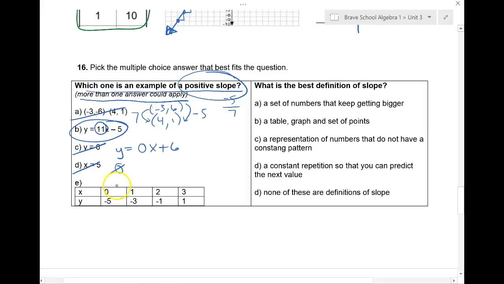Okay, now the last one, we have to find it in the table. Here, to here, to here, where it's increasing by 2, and on the top, it's increasing by 1, so then the slope is 2 over 1, and that is positive. So then our answers would be B and E.